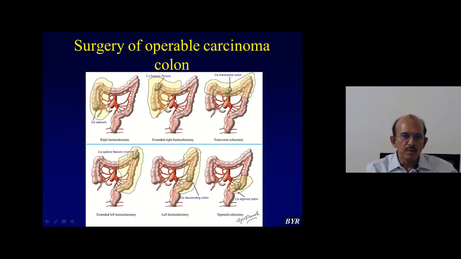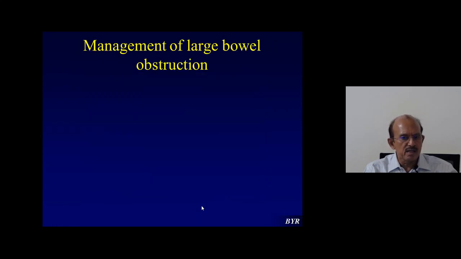Of course, operable carcinomas: right side, right hemicolectomy; hepatic flexure, extended right hemicolectomy; transverse colon, transverse colectomy; splenic flexure and descending colon, left hemicolectomy; sigmoid colon, sigmoid colectomy. Of course, I already told you about the rationale and principles of the colonic cancer surgery.